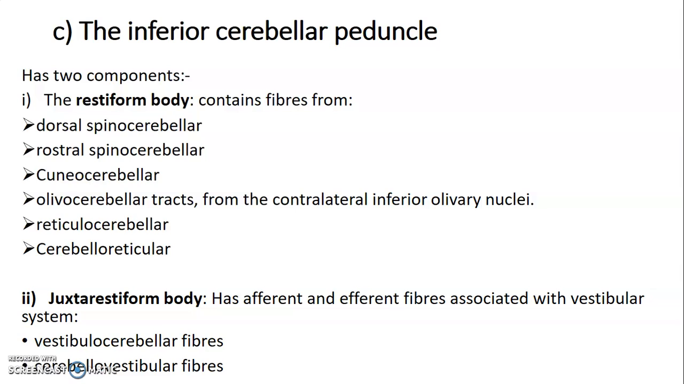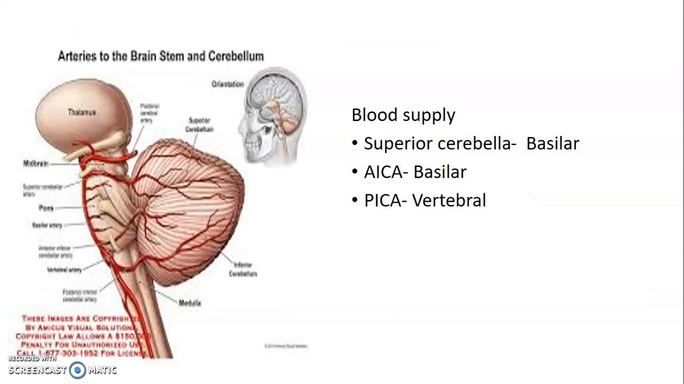The inferior peduncle has 2 components: the restiform and juxtarestiform bodies. The restiform body contains fibers from dorsal and rostral spinocerebellar, cuneocerebellar, olivocerebellar, reticulocerebellar, and cerebelloreticular pathways, while the juxtarestiform body has vestibulocerebellar fibers and cerebellovestibular fibers.